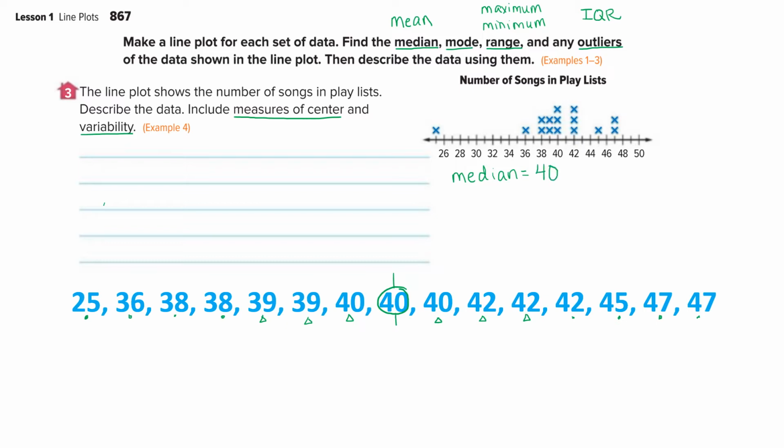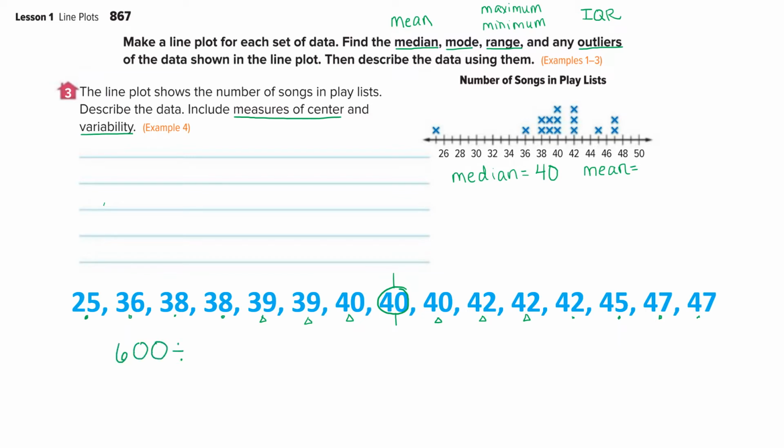Next, we're going to find the mean. In order to find the mean, you need to add up all of the values and then divide by the number of values we have. So you should pause the video and add up all of these numbers. If you did that correctly, you should have 600.